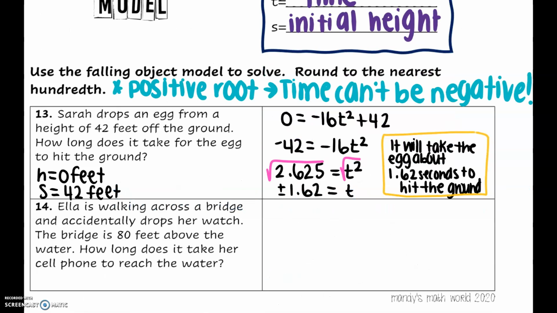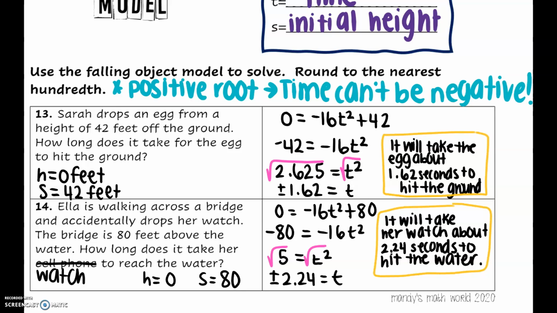Now let's take a look at example 14. Ella is walking across a bridge and accidentally drops her watch. The bridge is 80 feet above the water. How long does it take for her watch to reach the water? Please pause the video and give this a try on your own. In this case, she should have found that the ground level is 0 and the initial height is 80. After solving using the square root method, it will take her watch about 2.24 seconds to hit the water.